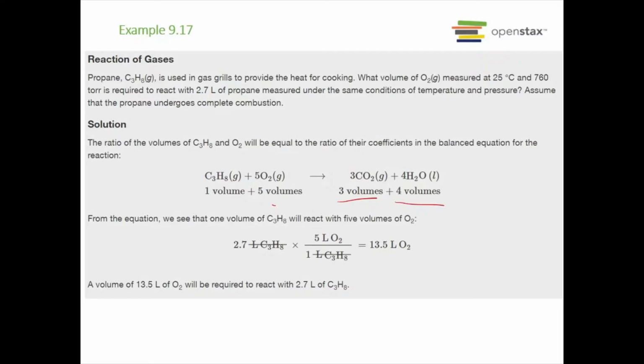And so then we know, we're told 2.7 liters of propane. So I have 2.7 liters here, and then I know from this equation that I need 5 volumes of oxygen for every liter of propane. So 5 liters of oxygen per 1 liter of propane, and I get 13.5 liters of oxygen. Now, you could do it that way. You can also still use PV equals nRT, but this method works very well and very quick.